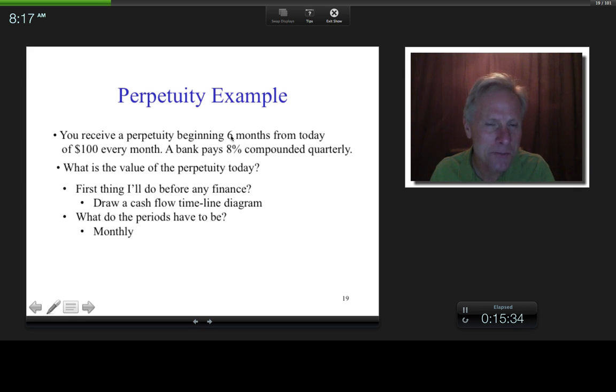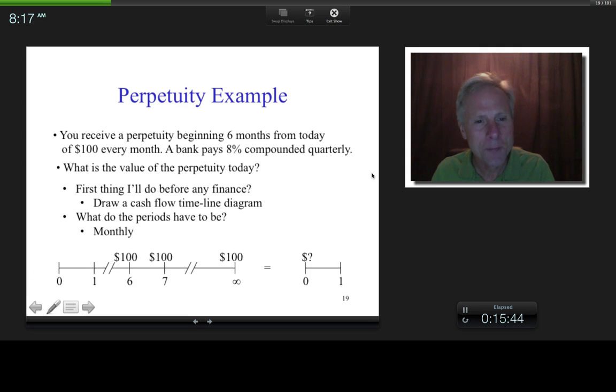Well, they begin 6 months from today. So if they're monthly periods and time 0 is today, then the first 100 would be at time t equals 6, right? And so if I picture this whole problem, here's a cash flow timeline diagram. Here's today. These are monthly periods. So 6 months later, I get my first 100. It's a perpetuity, so it goes on forever. And the question is, what is it worth today?